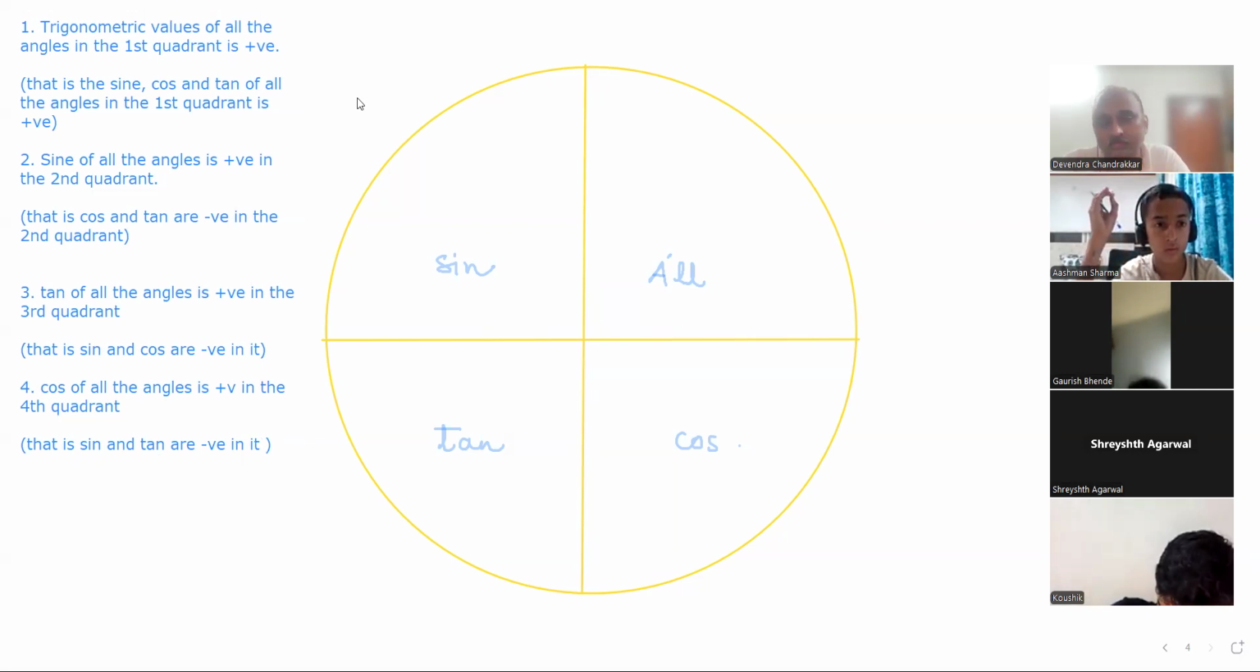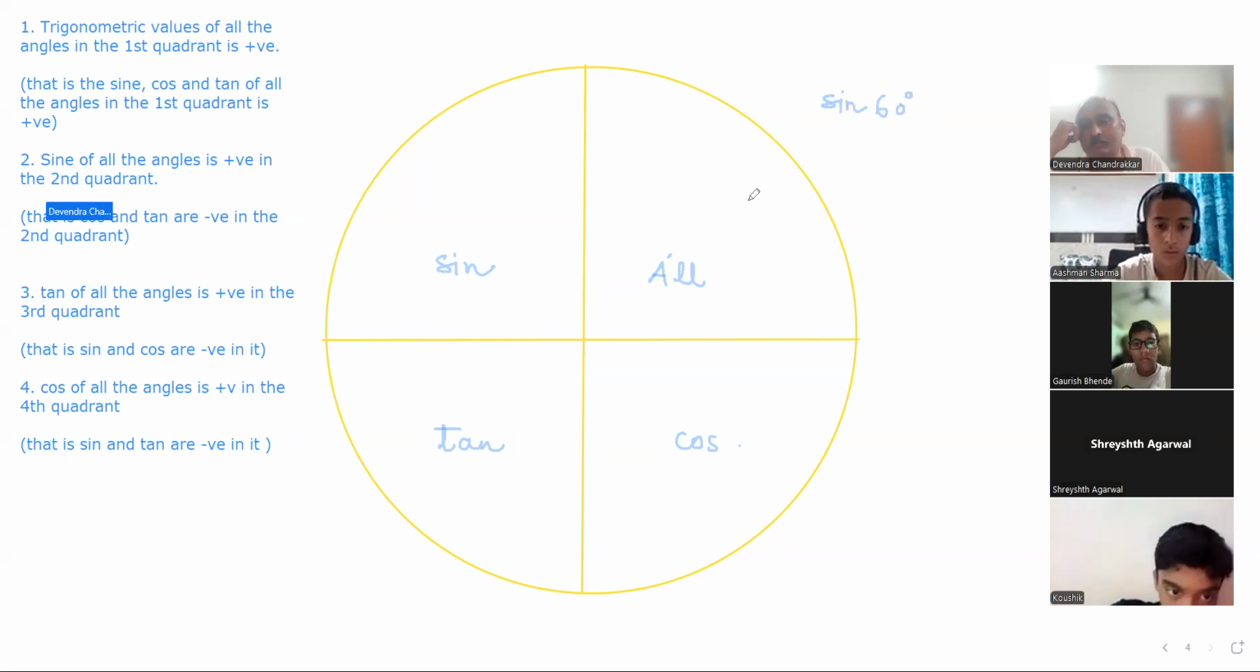Any doubts in this? I'll give you some examples, you'll understand it better. Listen carefully, everyone. If I ask you sine of 60 degrees, Ashman, will it be positive or negative? Sir, positive. Very good, Ashman. This will be greater than 0, so positive. I'll just write positive or negative. So sine 60 is positive. All of you got this? Yes or no?